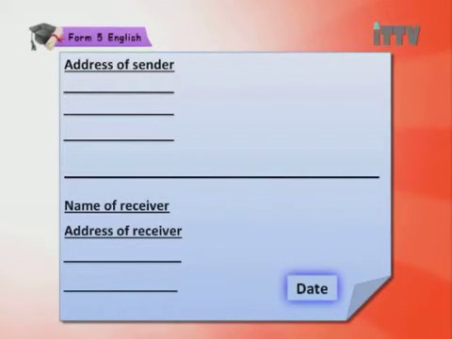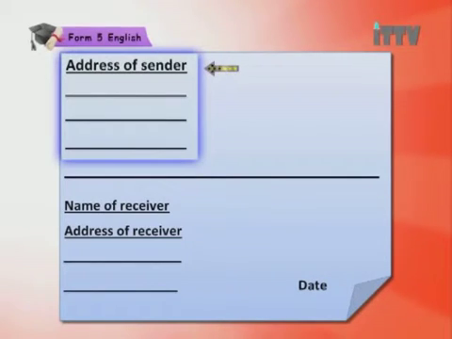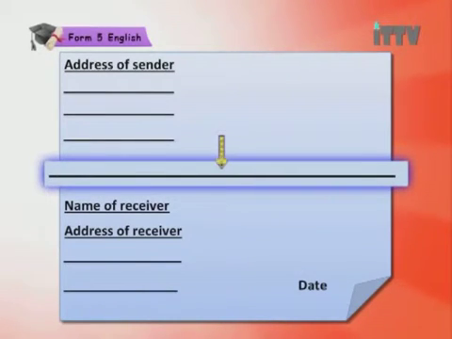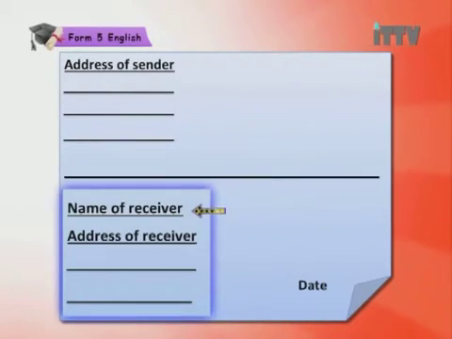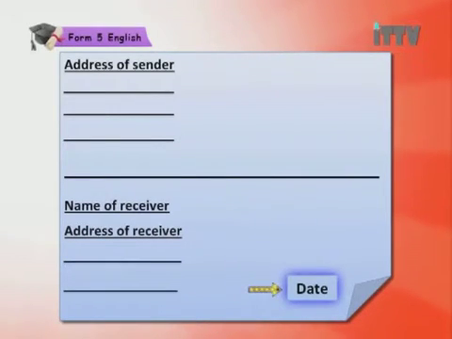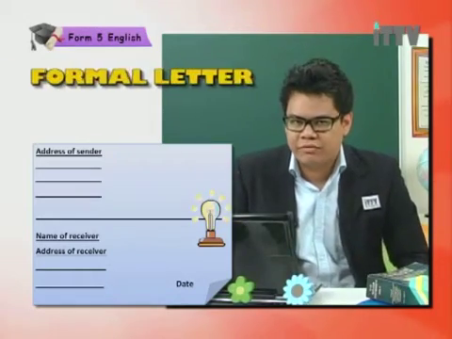So let's look at this whole thing again. Address of sender right at the top on the left-hand side. You have a line. Below the line, you have the name of receiver. You then have the address of receiver. Right at the bottom of that address, on the right-hand side, your date needs to be in line. So this is the beginning of the format.